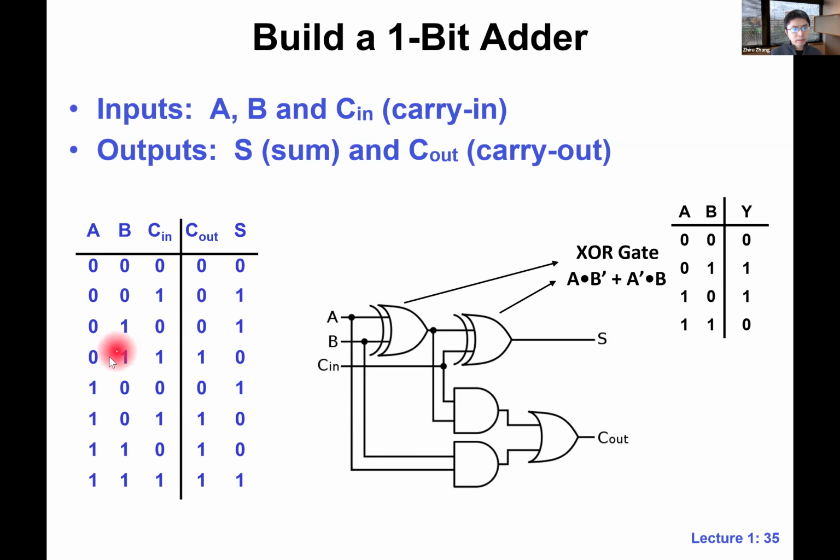Same thing here. How about this one? A is 0, B is 1, C in is 1. We add them up. We are supposed to get a 2. You look at this row, and the corresponding output is indeed a 2, if we convert this 2-bit value into a decimal number. And let's look at the last one. Maybe this one is more interesting. 1, 1, 1, we add them up, we get a 3. And indeed, we have a 3.